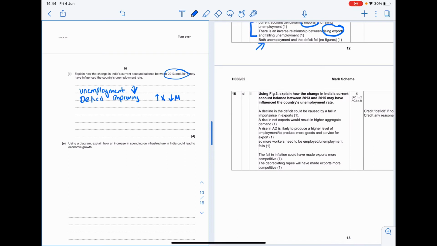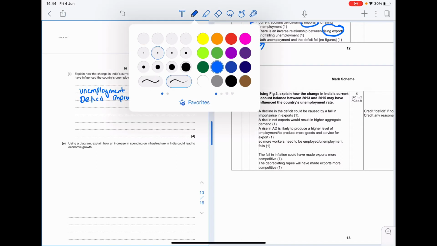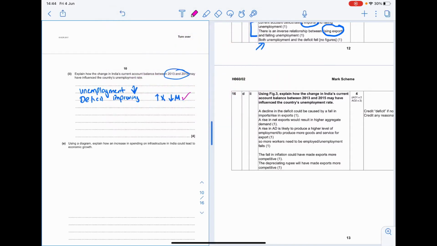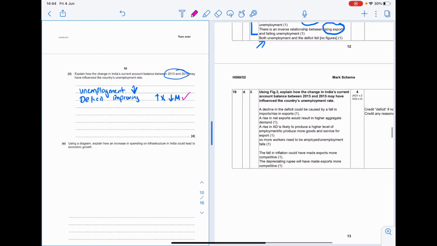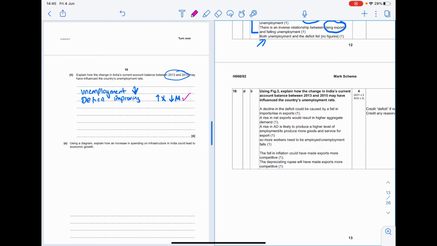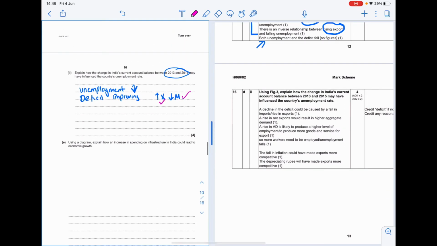So a decline in the deficit could be caused by a fall in imports, which we've got here. Rise in net exports would result in higher aggregate demand. That's another way of approaching it. A rise in aggregate demand is likely to produce a high level of employment. So if we've got more exports, that's going to lead to a higher level of employment to produce more goods to export. More workers are needed to produce those goods. And then here we've got the depreciating rupee could have made exports more competitive. So exports are going to be more appealing because they're more competitive.